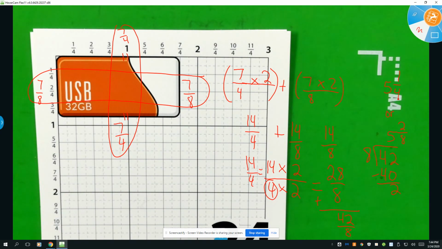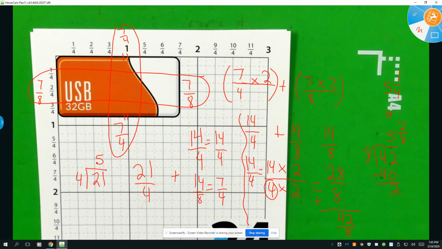Now there was an easier way to do this. How many of you caught that? So when we had 14/4 up here plus 14/8, one simple thing would have been just to simplify 14/8 and turn that into 7/4. And then we could have added 14/4 plus 7/4. We would have gotten 21/4. Well, that would be 21 divided by 4.